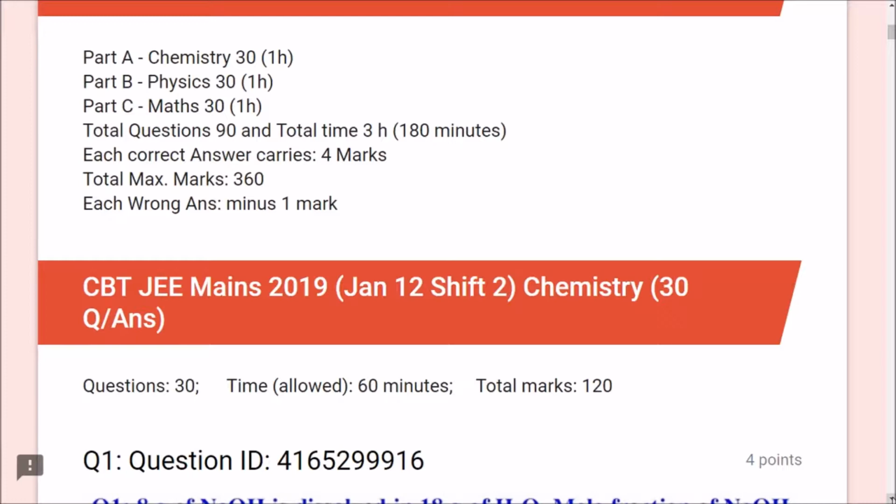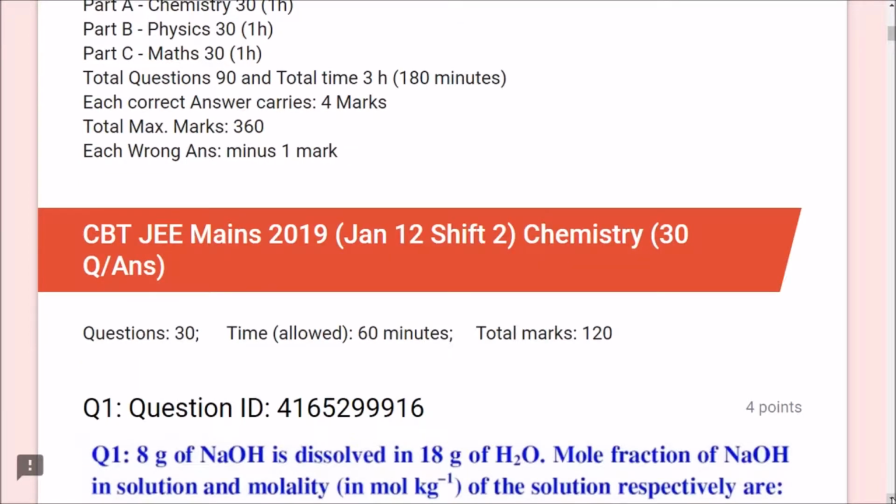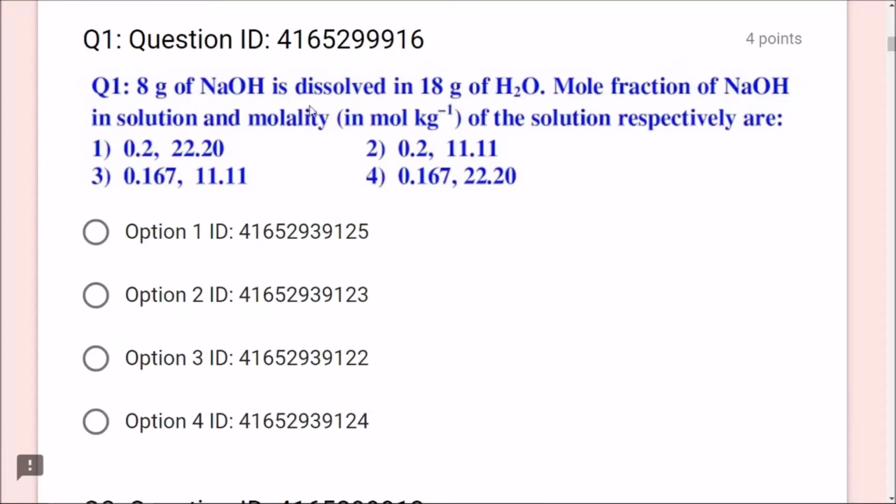Let us see the questions. Dear friends, question number 1. 8 grams of sodium hydroxide is dissolved in 18 grams of water. Mole fraction of sodium hydroxide in solution and molality in mole per kg of the solution respectively are. Yes friends, the correct option is 0.167 and 11.11.